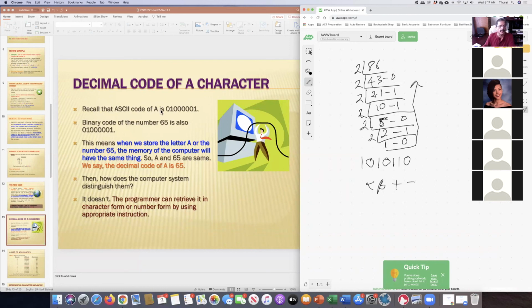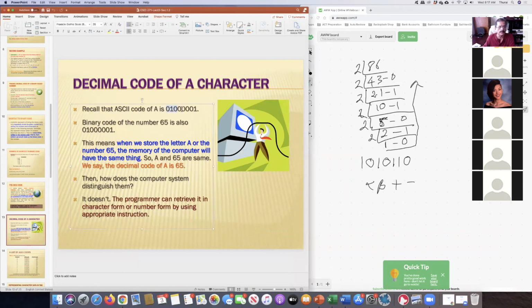The ASCII code of letter A is this, 01000001. One of my exercises for you to do before this class was finding the binary code of 65. And if you found it, you may have found that the binary code is equal to this, 01000001. So what does that mean? The ASCII code of A and the binary code of 65 are the same.